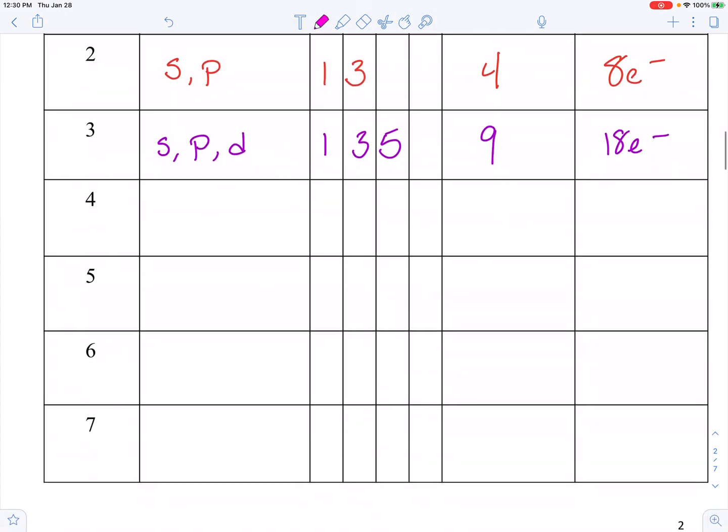Then we get to our fourth floor, and it gets even more fun. You have a sunny room, a pink room, a dark room, and now you have an F sublevel. We call it our floral room. So our sunny room still has 1 bunk bed in it. Our pink room has 3 bunk beds. Our dark room has 5 bunk beds, and our floral room has 7 bunk beds. That gives me a total of 16 bunk beds on the 4th floor. That floor can hold 32 electrons.